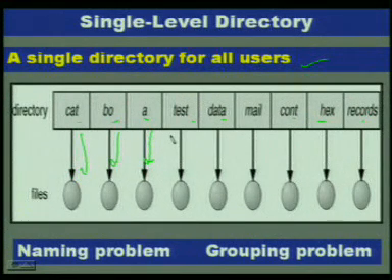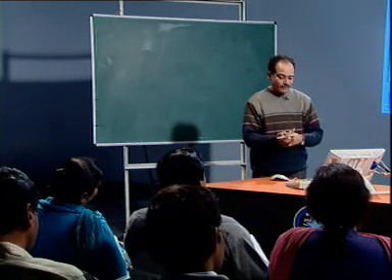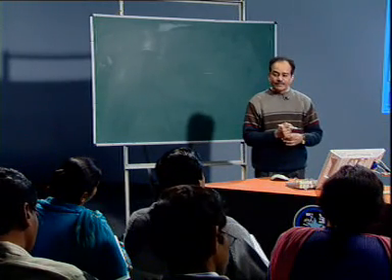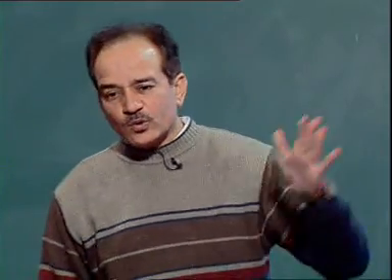My directory cat can have 100 files, or my BO directory can have 10 files, A can have another 5 files. Maybe this leads us to some sort of a naming problem or a grouping problem. I can't group in this particular scenario. One, as I said, in case there are no directories, I simply dump all the files at one time.